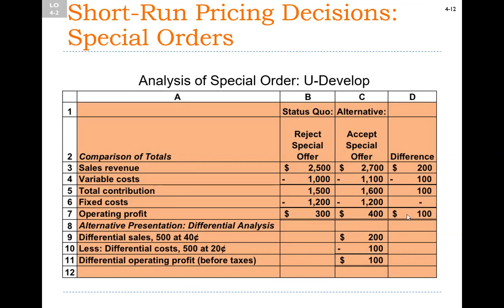Or if we want to do it the quick and dirty way and quickly look at the difference, we can see that our operating profit will increase by 100. Our differential costs are just our variable costs. Our differential revenue is the sales revenue. Fixed cost is not a differential cost. It remains the same between both alternatives. So yes, we would accept this special order because we get an increase in operating profit of $100.